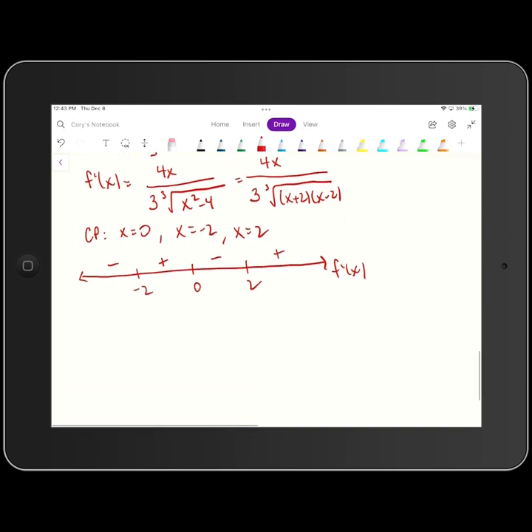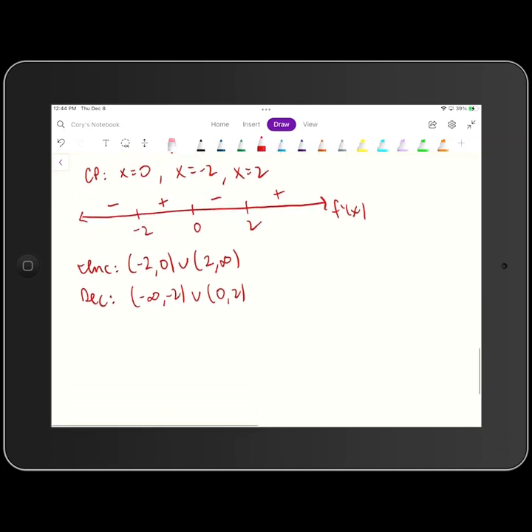Okay, so once we have that, we can then determine where the function is increasing. It's going to be increasing where f prime is greater than 0. So that happens on the interval from -2 to 0, union the interval from 2 to infinity. Our function is going to be decreasing where f prime is less than 0. So that happens on the interval from negative infinity to -2, union the interval from 0 to 2.